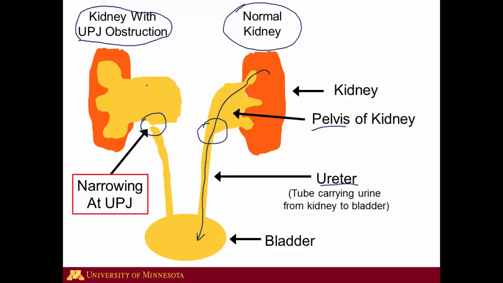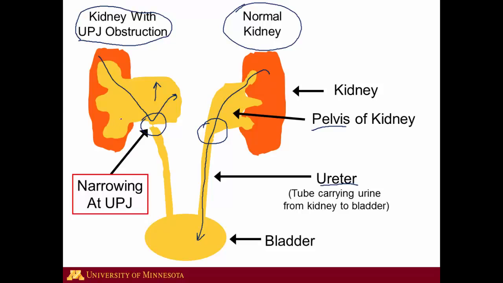And when we have a narrowing at that area, it causes a problem with urine getting from the kidney down to the bladder. So urine is produced by the kidney, it comes down and it tries to go through the ureter, but it's not able to because it's too tight. So instead it pushes out on the renal pelvis. And you can see how the renal pelvis is quite a bit larger in the kidney with UPJ obstruction than the normal kidney. The name for this is hydronephrosis, and you may see in some of your radiology reports that hydronephrosis is present, and that's what they're talking about.